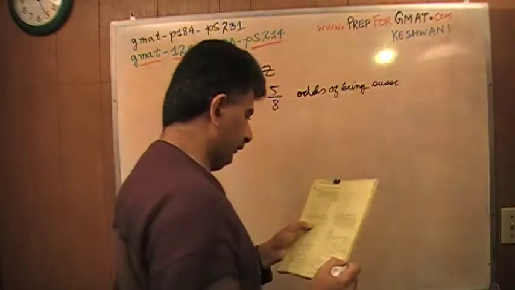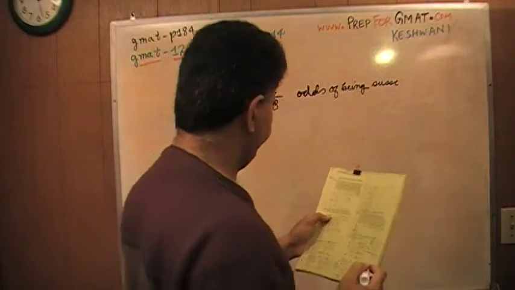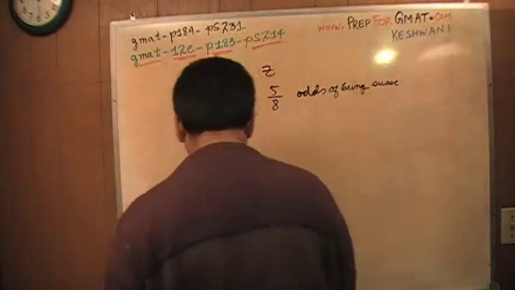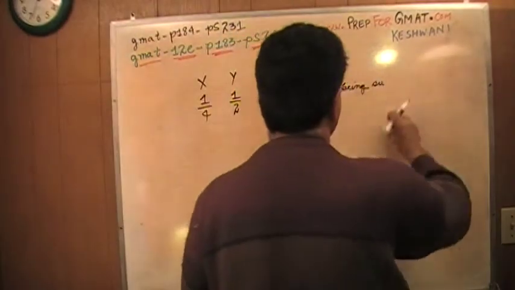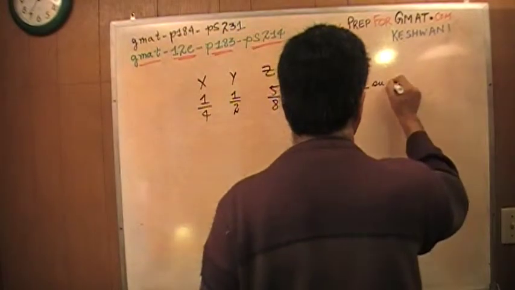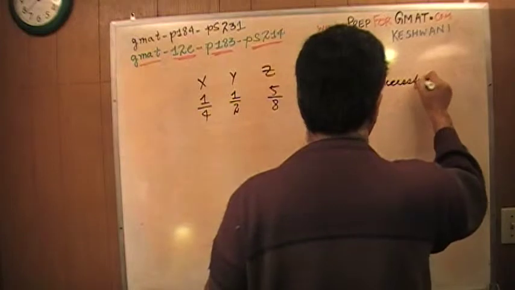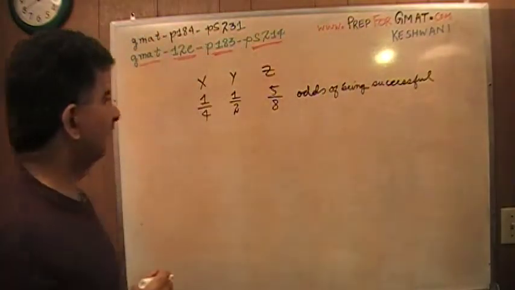I shouldn't have started this because I don't know how to spell successful. You see, I mucked it up, didn't I? These are their odds of being successful.